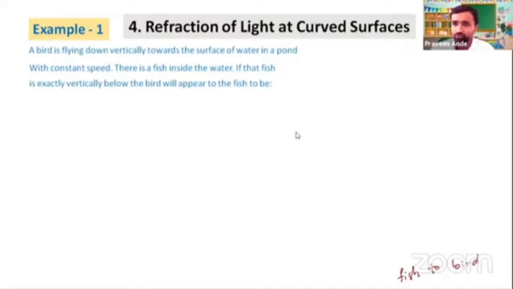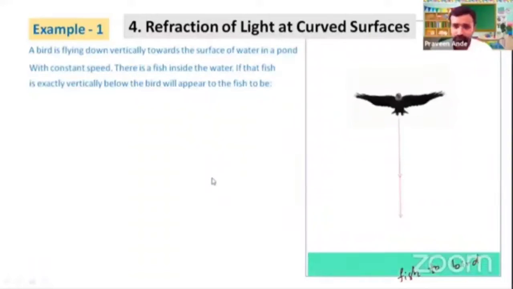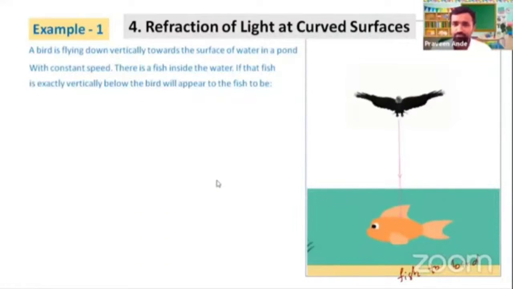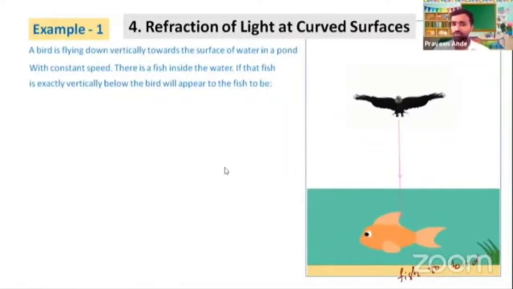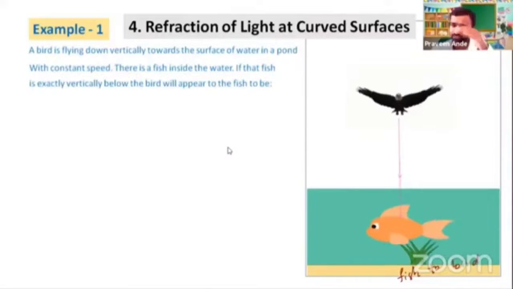Okay. So let me give that figure presentation. How it is: a bird is flying vertically down, right? So just below it exactly there is a fish in the water. Here look at that fish just below the bird. Here how that bird will appear to the fish, we don't know. Is it going to observe that bird exactly at the same place, or above its actual position, or below its actual position, right? So I am going to assume two conditions here.